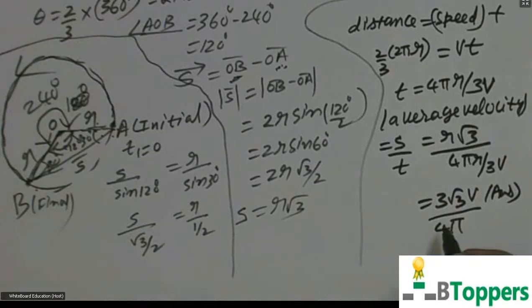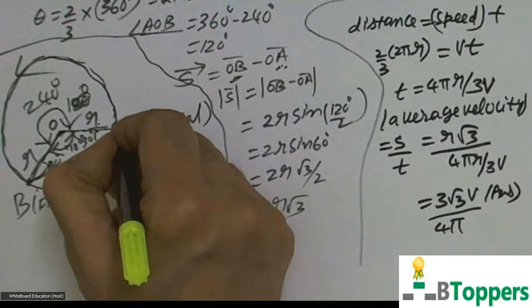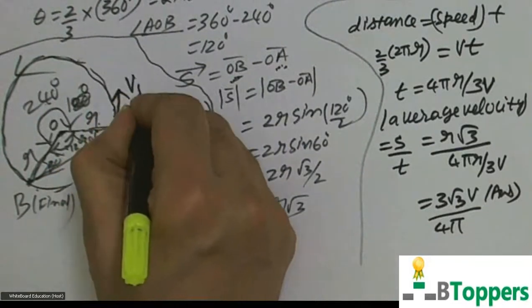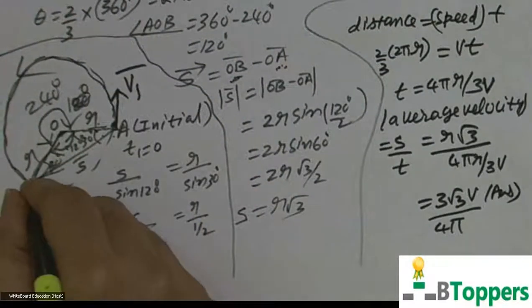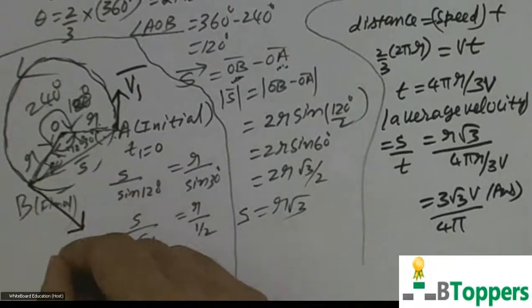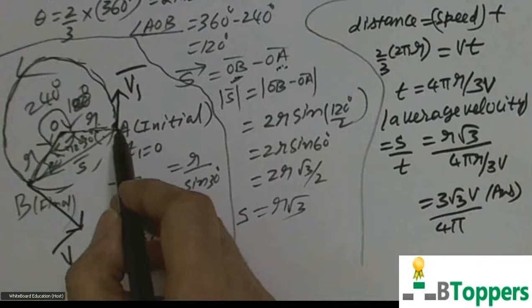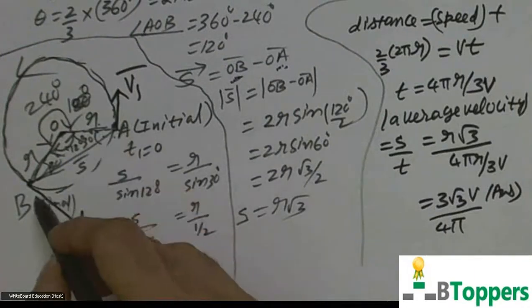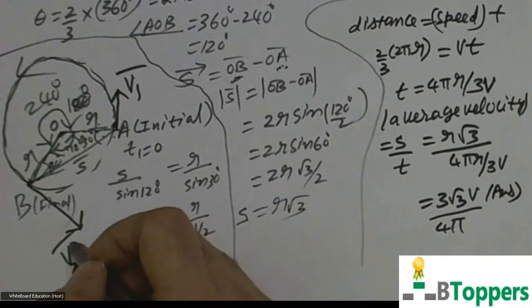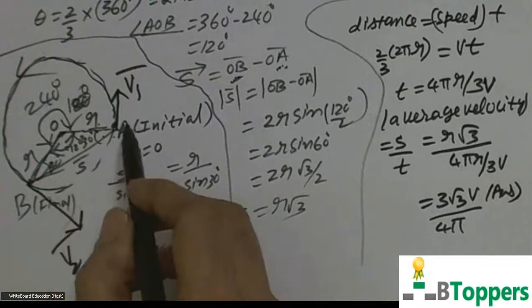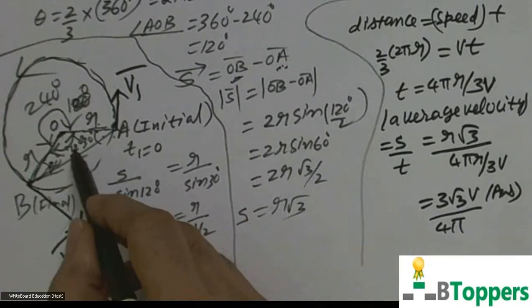To find the magnitude of change in velocity, how to do it? Use the same formula which I used in the earlier problem. Velocity at A acts along the tangent to the circle at A. Velocity at B acts along the tangent to the circle at B. That means V1 bar is the initial velocity vector at the point A, and V2 bar is the final velocity vector at the point B. So the smaller angle between these two vectors will be 120 degrees.